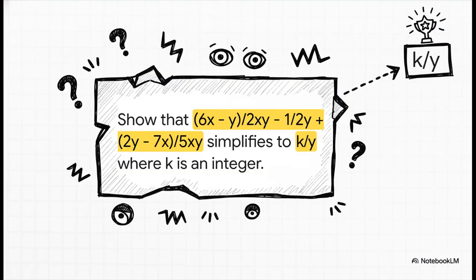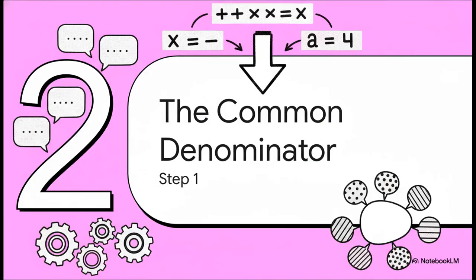So here it is, question 17. And yeah, it's a bit of a mouthful with 3 different algebraic fractions all jumbled together. But you know what the most important 2 words on this slide are? Show that. That's a huge clue. The examiner is literally giving you the final answer. It's going to look something like k over y. So our job isn't to find a mystery answer, it's to show the step-by-step proof that we know how to get there. All right, let's move on.